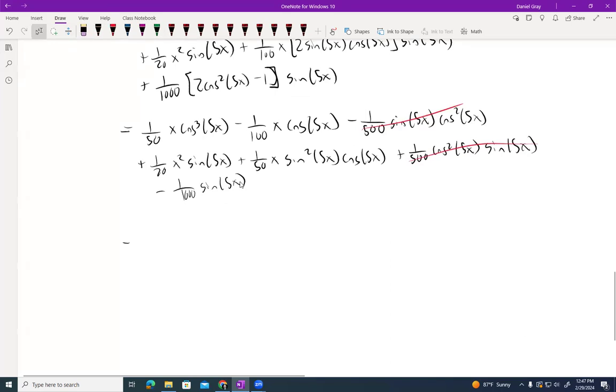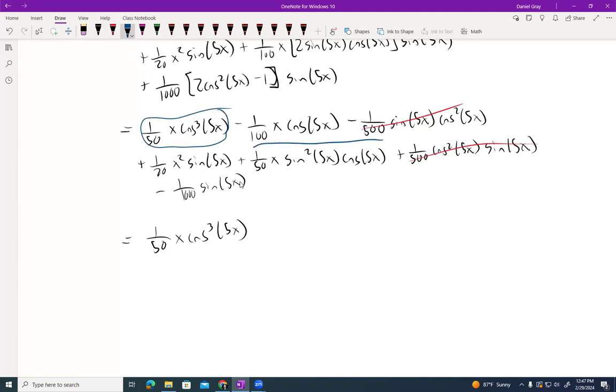How about I rearrange this a little bit. So I have 1 over 50 times x cosine cubed of 5x. Okay, and I'm going to group that together with my other 1 over 50 term over here. So this is going to be a plus 1 over 50 x sine squared of 5x cosine of 5x. Okay, so I group those two terms together. And my other terms, I'll leave them like they are.